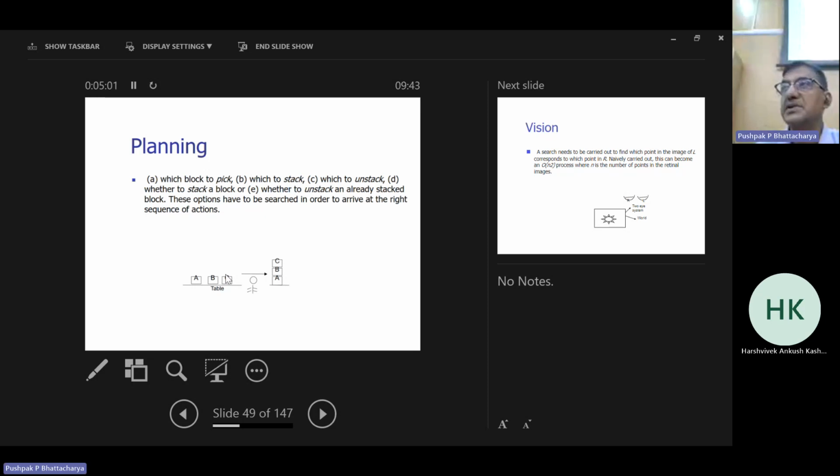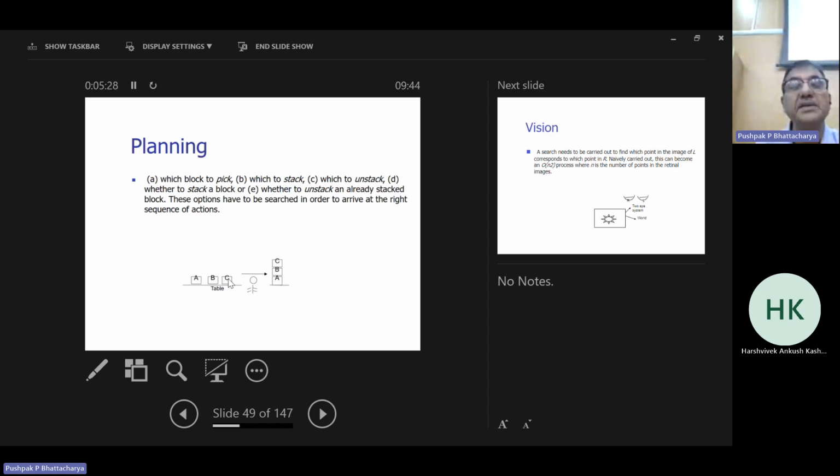Between the operation of unstacking B and picking up C, the operation on C should have higher priority. There should be a scoring function associated with these operators, such that picking up C has higher value. And amongst these options, picking up C gets the nod. That is because of the scoring function. So do keep in mind this point of operators.